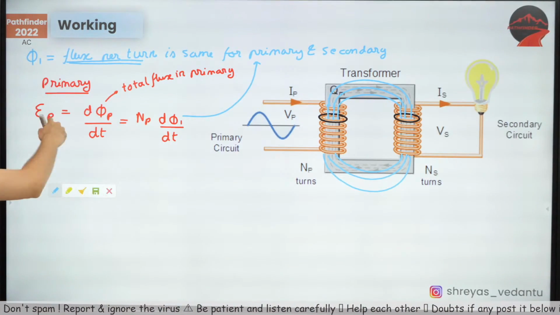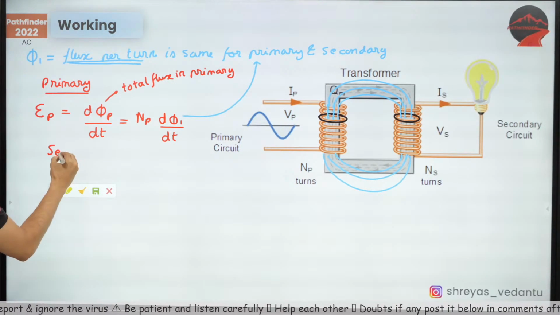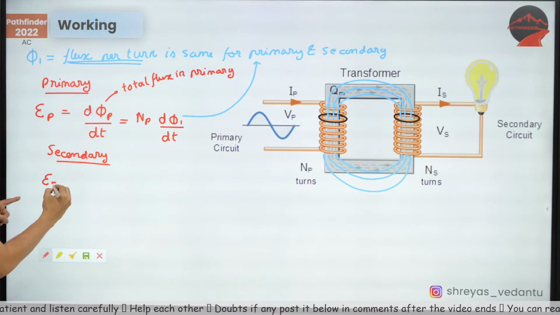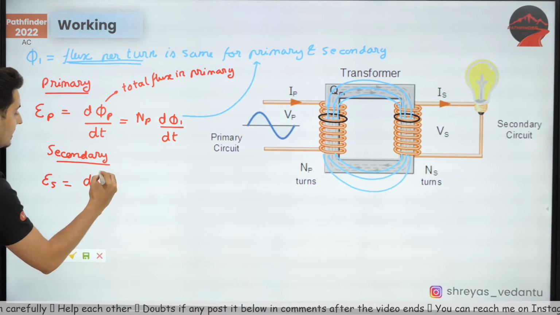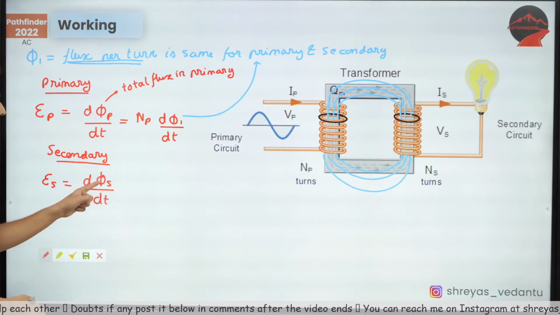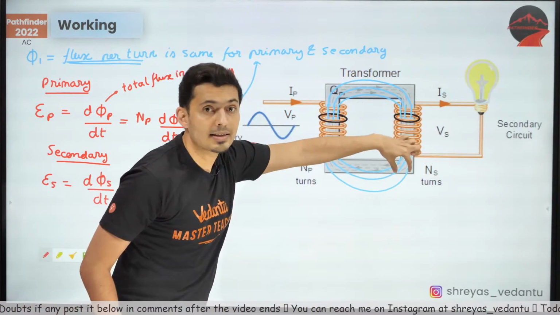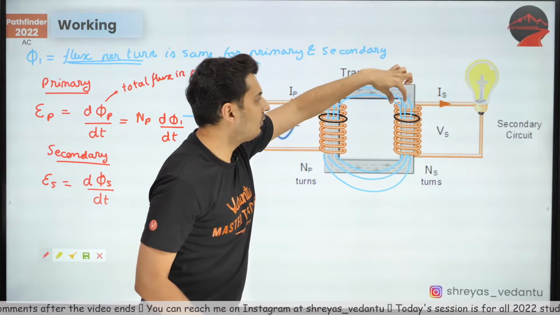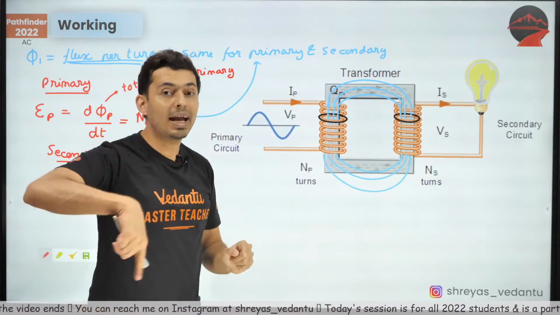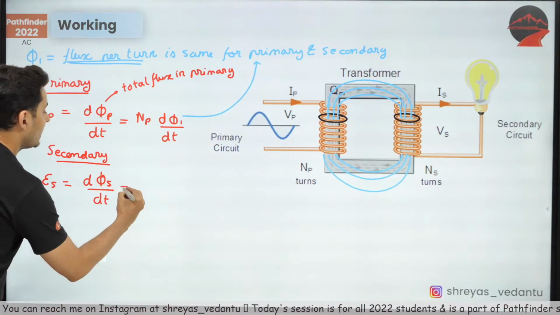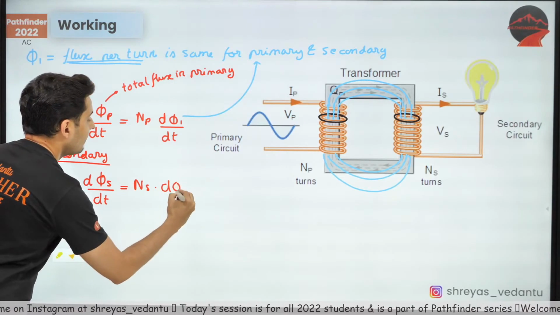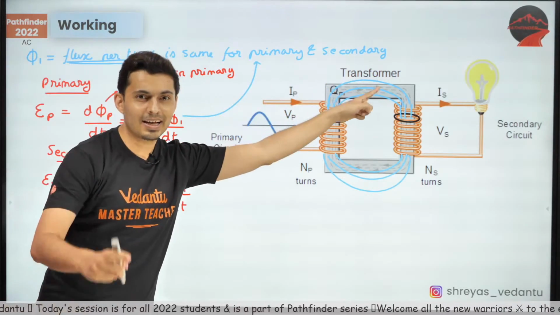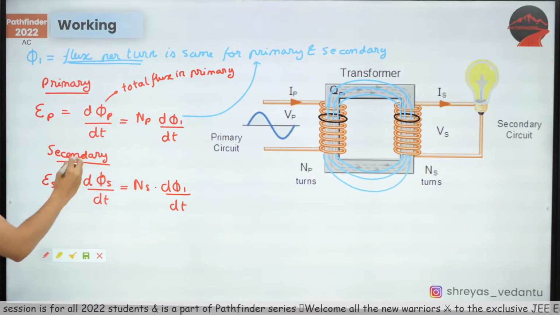Hi Rishikesh, welcome aboard. Now for the secondary circuit, here is what I can say. The EMF in the secondary will be, magnitude wise, d phi s by dt. Phi s is the total flux in the secondary, keep that in mind. But what will be the total flux? Flux of 1, 2, 3, 4, NS turns are there. So NS times the flux of every one coil. So it will be NS into d phi 1 by dt. This phi 1 is the same for primary and secondary. That's the catch.